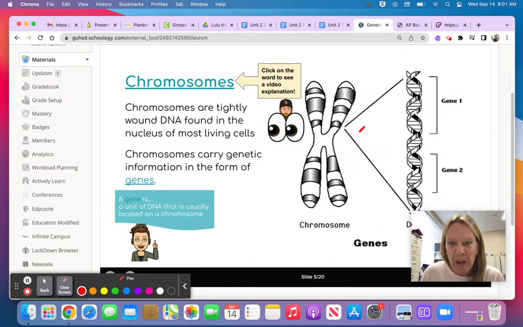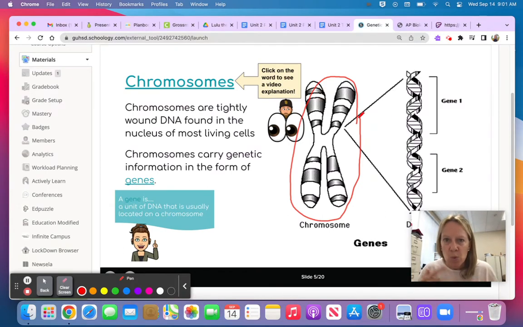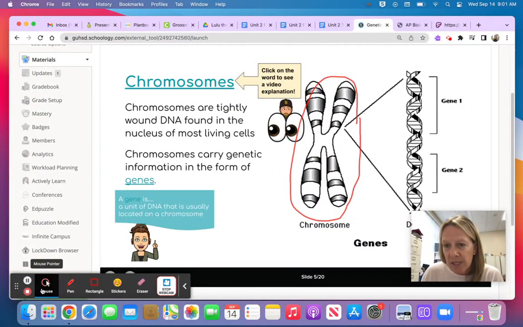So it has to be organized. So the chromosome is the organized form of DNA. It's almost like wrapping thread around a spool. It's wrapped real, real tightly around these proteins, and then bunched into, like, super tightly wrapped, it's actually called supercoiled, and then bunched into the nucleus of most cells.